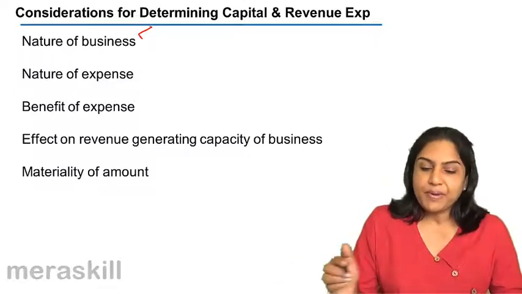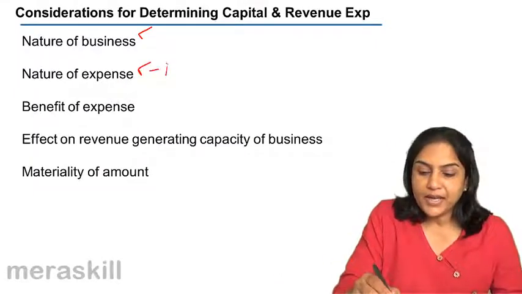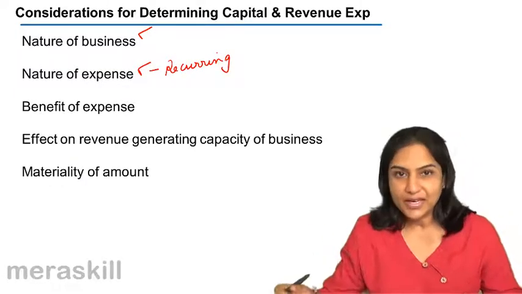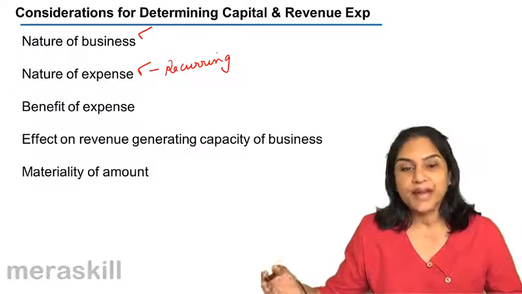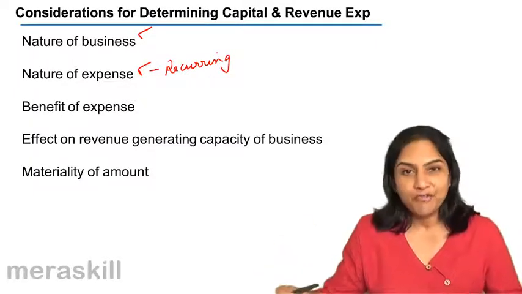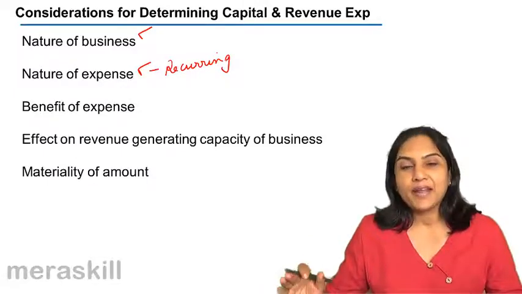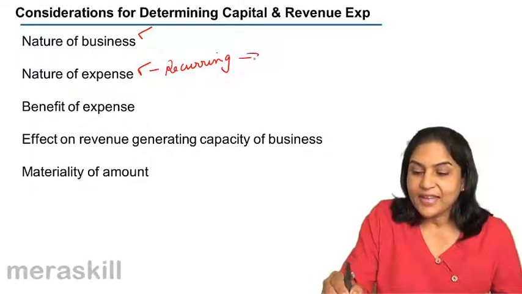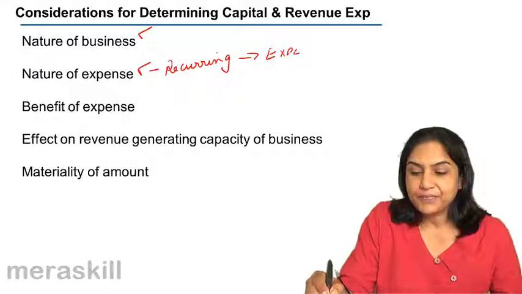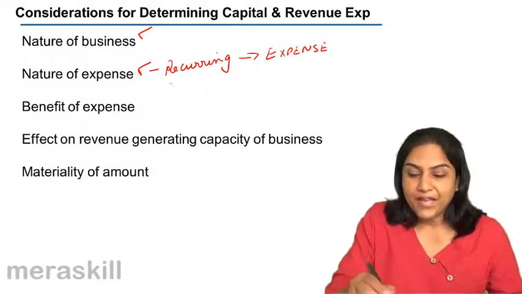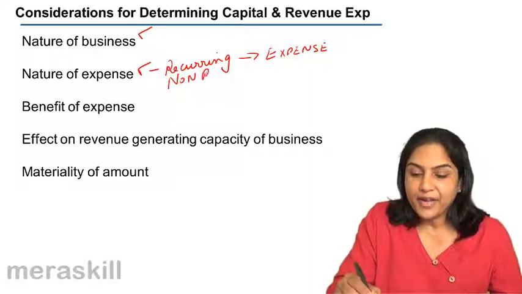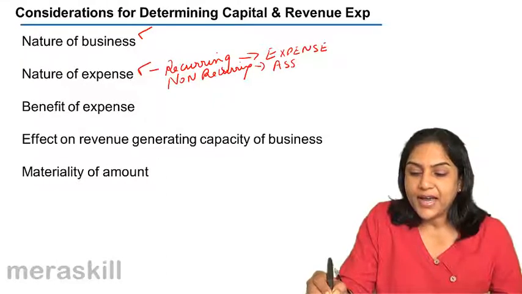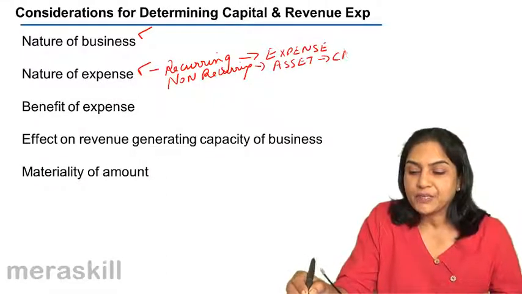The nature of expense, what does this mean? Usually, if the expenses are recurring, what do I mean by recurring? It happens every year. Like for example, rent has to be paid every month. Maybe insurance is paid every year. Telephone charges are paid every month. Electricity charges are paid every month. So if they are recurring, then they are treated as an expense. But if they are non-recurring, they happen once in a while, they are usually treated as a capital expenditure.